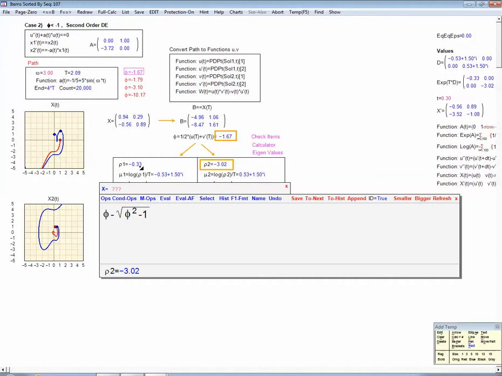And what about this one? Why is it negative and smaller? Well, remember, these two are reciprocals. Row 2 and row 1 are reciprocals. So this has to be negative and between 0 and 1, because this is negative and greater than 1. All right, so that explains why rho is negative.